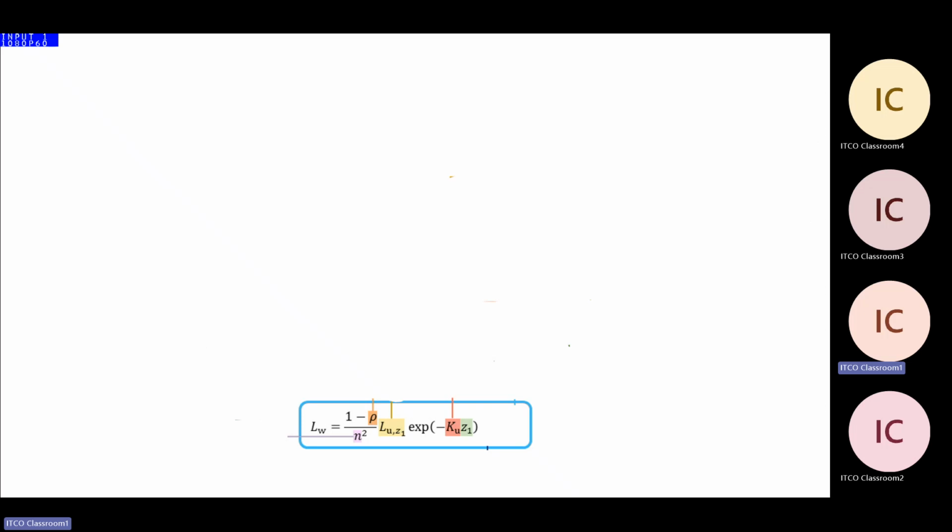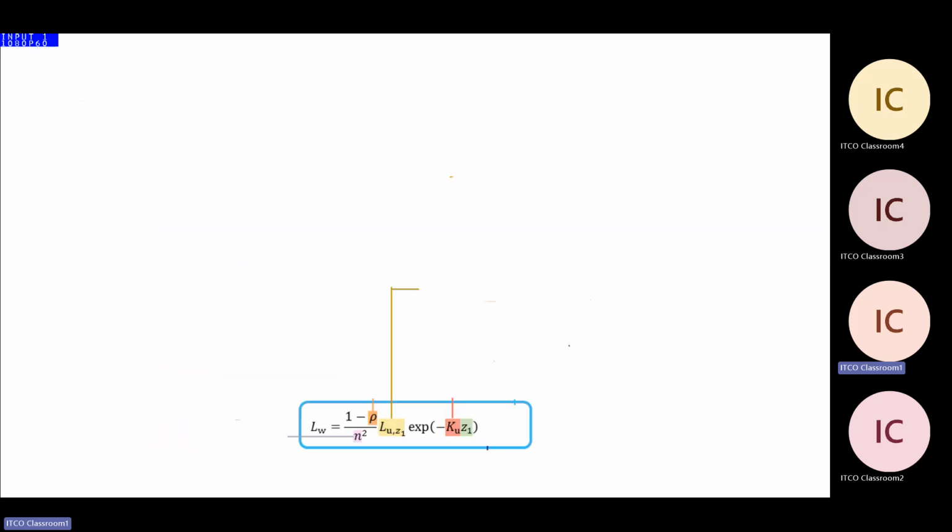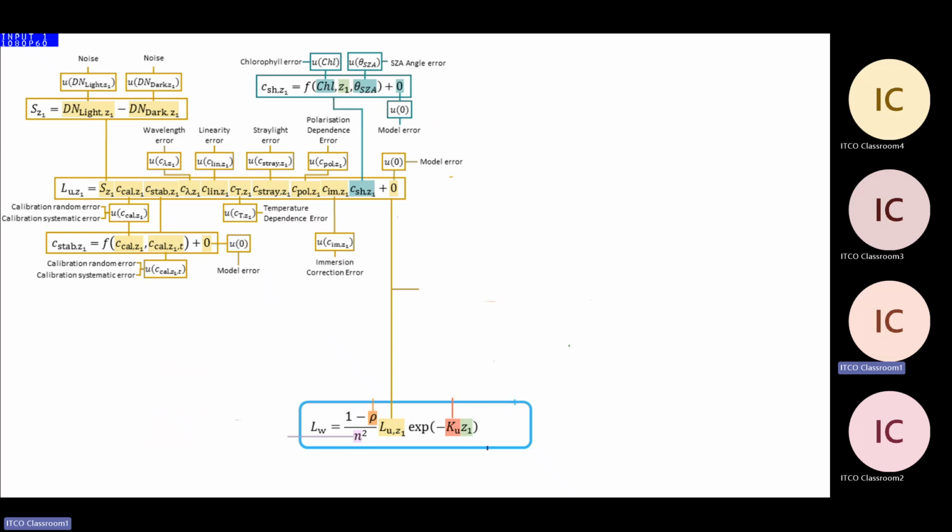Now, if we expand what is making this LU measurement at the first depth, okay, let's expand this a bit. Oops, it's becoming a bit more complicated. Well, don't be afraid by this. Look at the equation here. That's a multiplication of many terms. The first one is this S here. It's just coming from here.